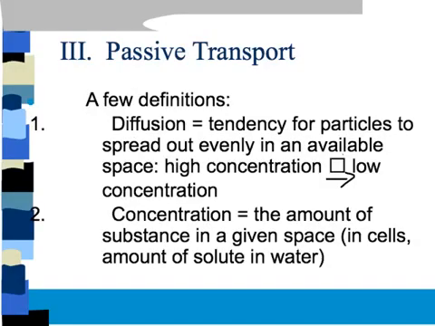So I had mentioned that the first type of passive transport, and in fact the only one we're going to look at today, is diffusion. So let's look at a couple definitions. Diffusion is basically the tendency for particles to spread out evenly in an available space. So they're going to move from where there's a high concentration of particles to where there's a low concentration of particles. This box is supposed to be an arrow pointing right, just so you know.